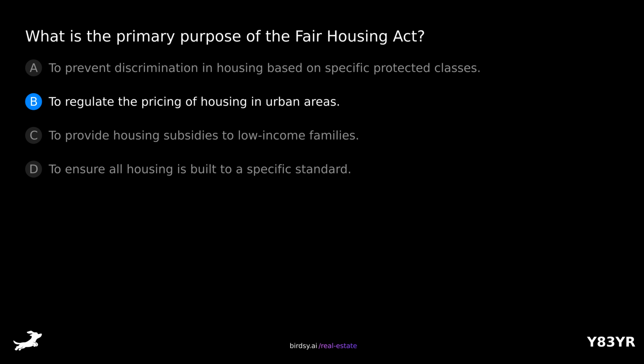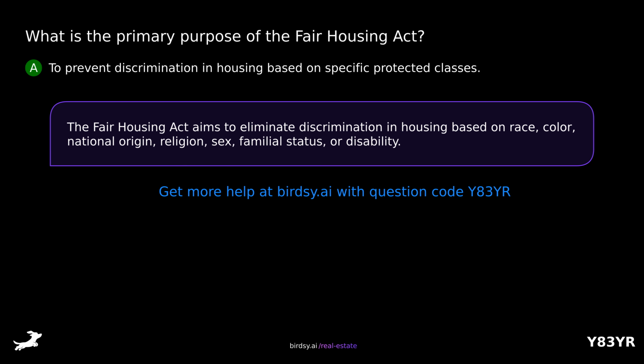B, to regulate the pricing of housing in urban areas? C, to provide housing subsidies to low-income families? Or D, to ensure all housing is built to a specific standard? The answer is A, to prevent discrimination in housing based on specific protected classes. The Fair Housing Act aims to eliminate discrimination in housing based on race, color, national origin, religion, sex, familial status, or disability.